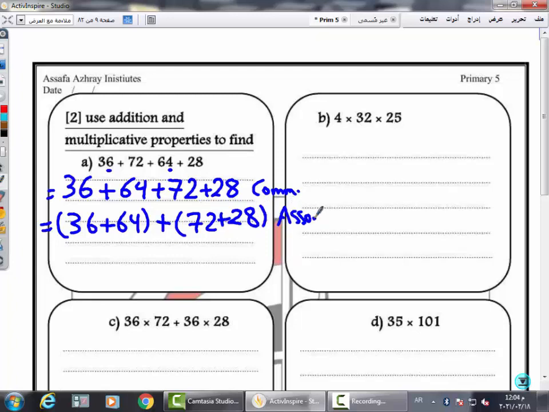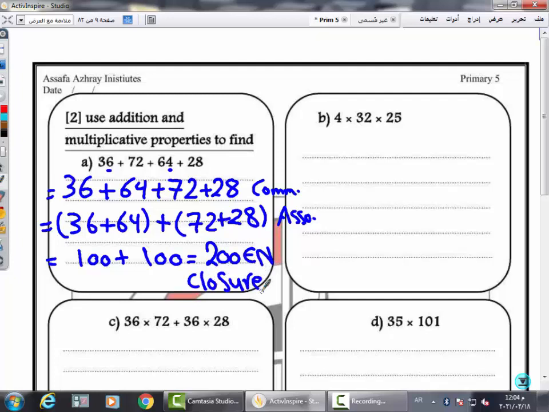Then we make the addition. 36 plus 64 equals 100, and 72 plus 28 equals 100. Then the result will be 100 plus 100 equals 200, and it belongs to N. This is called the closure property.